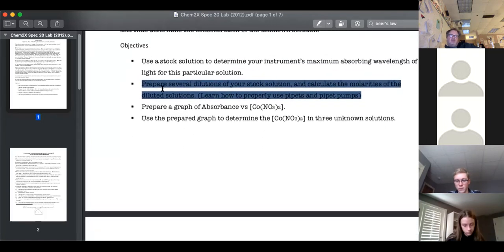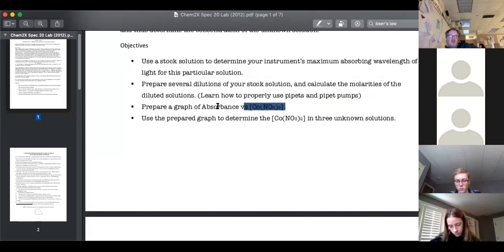So basically, Friday, you have to prepare several dilutions. You want to make sure you have that math done when you come in Friday. Then you use the graph that you produce tomorrow to find the best maximum absorbance.